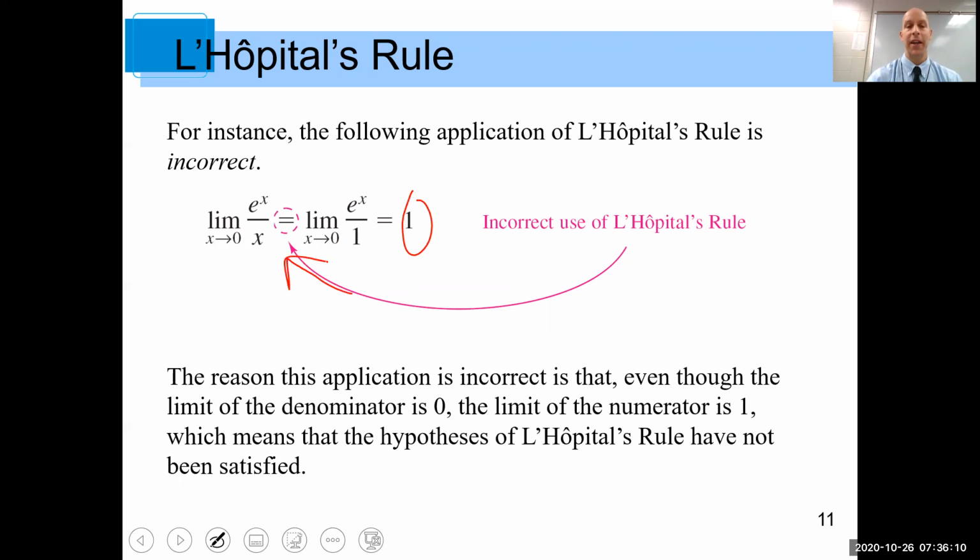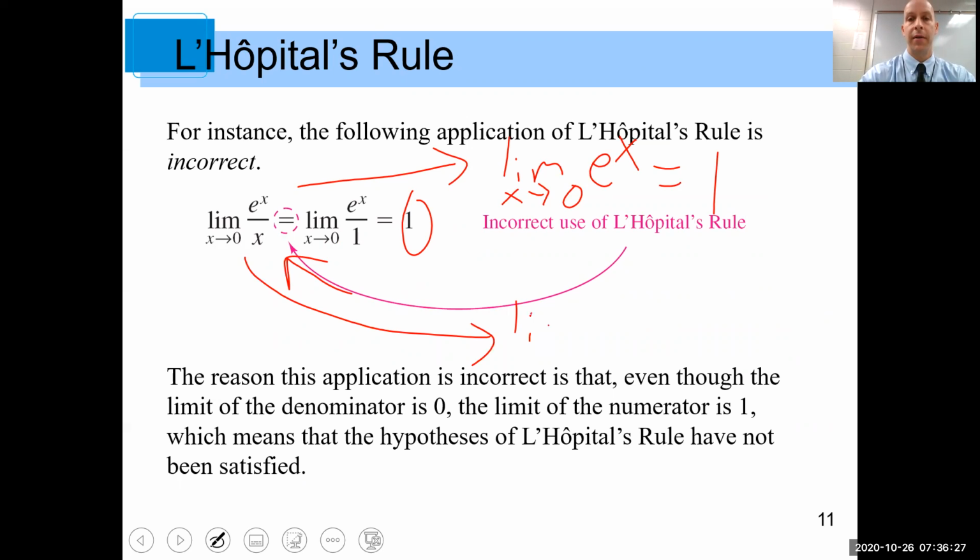This is actually incorrect though. And the reason it's incorrect is this. This is why we want to split these into 2. What is the limit as x goes to 0 of e to the x? Well, that's 1. What is the limit as x goes to 0 of x? Well, that's 0. So that's 1 over 0. This is not an example where we could use L'Hopital's rule.